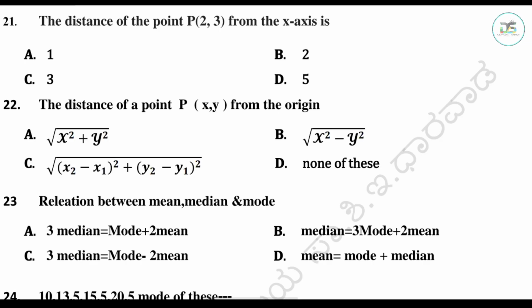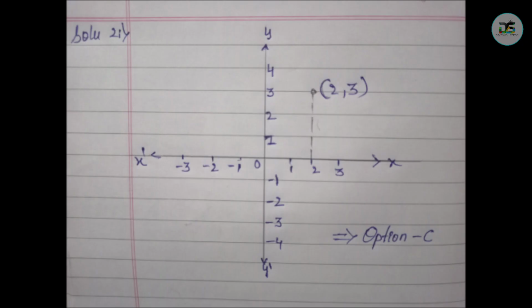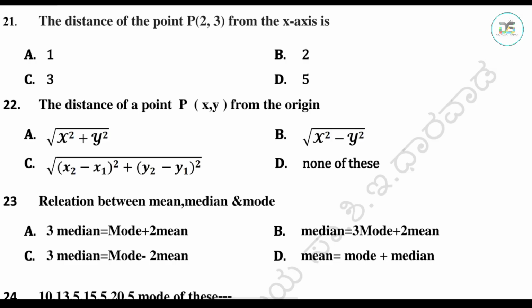First question, the distance of point P (2, 3) from the x-axis is, options are 1, 2, 3, 5. Here the right answer is option C, that is 3. So let's see the solution, students. By looking at this graph, we can come to know that the distance from the x-axis to point P (2, 3) is 3. So the answer is 3. Let's move to the next question.